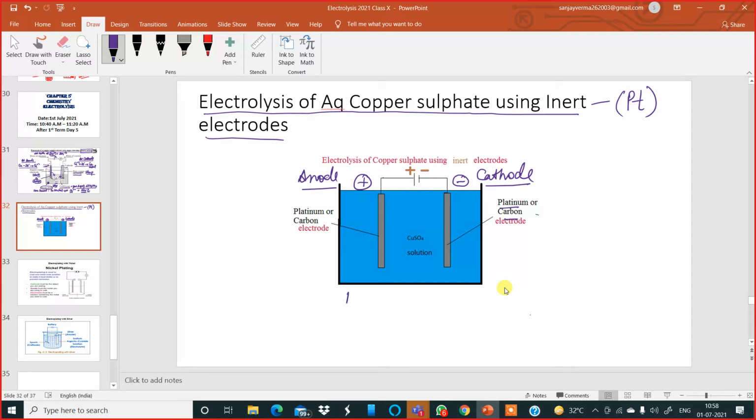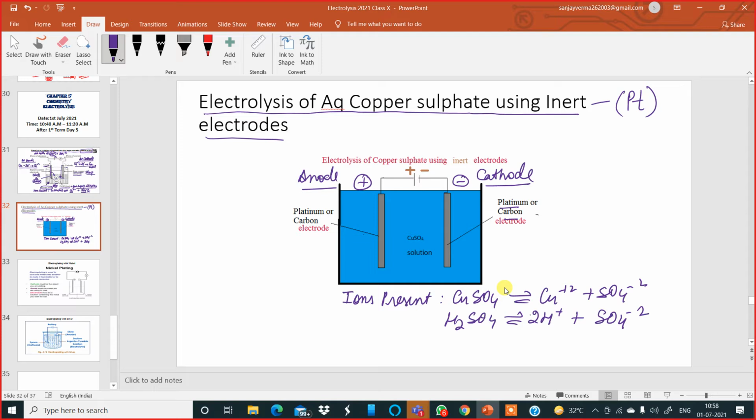Now I'll write down the ions present. Aqueous copper sulfate solution is going to produce copper ions and sulfate ions. And we normally add a few drops of dilute sulfuric acid, which increases the conductivity of the copper sulfate solution. Dilute sulfuric acid produces hydrogen ions and sulfate ions. So these are the ions present in this electrolytic mixture.